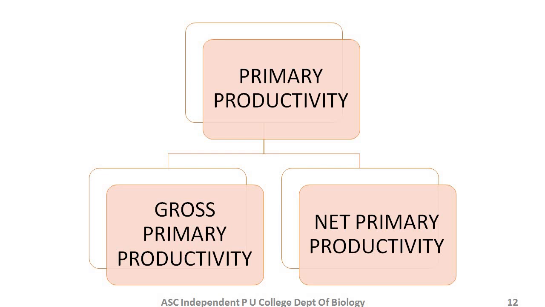So to be very precise, gross primary productivity is the total amount of organic matter produced by the plants during photosynthesis, of which a considerable amount will be utilized by the plants themselves during the process of respiration, and the leftover organic matter makes up the net primary productivity.